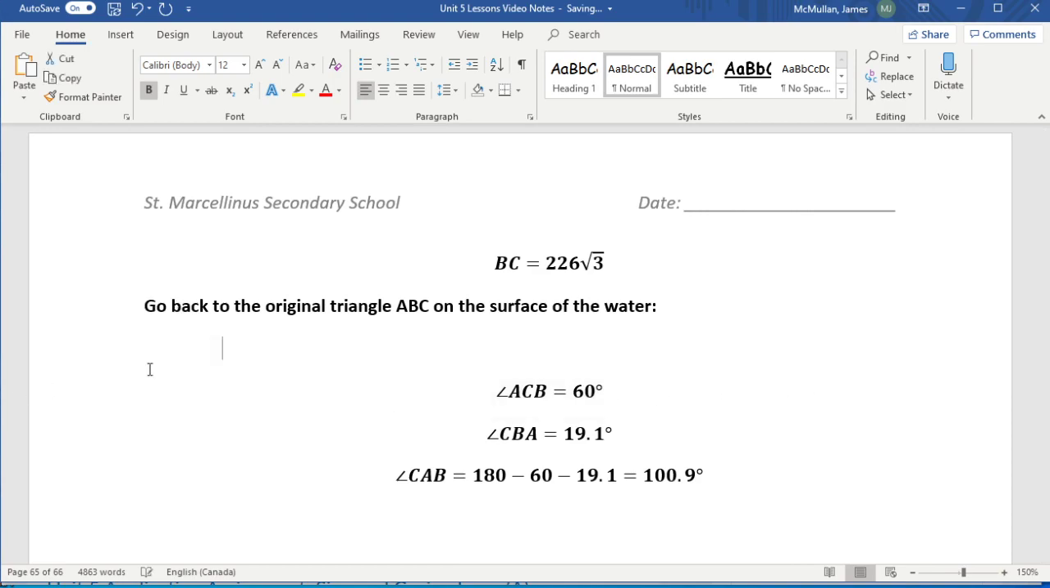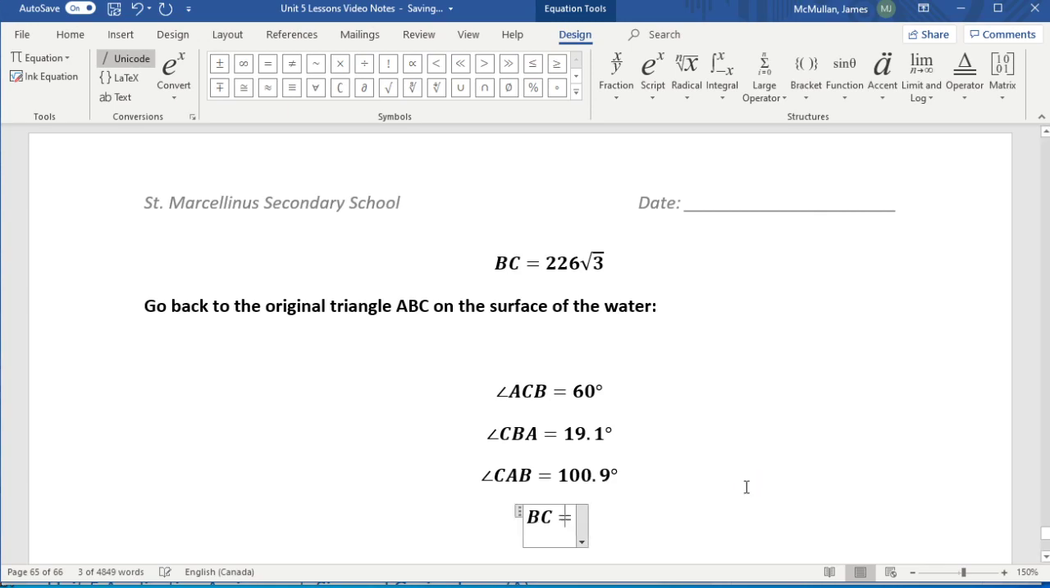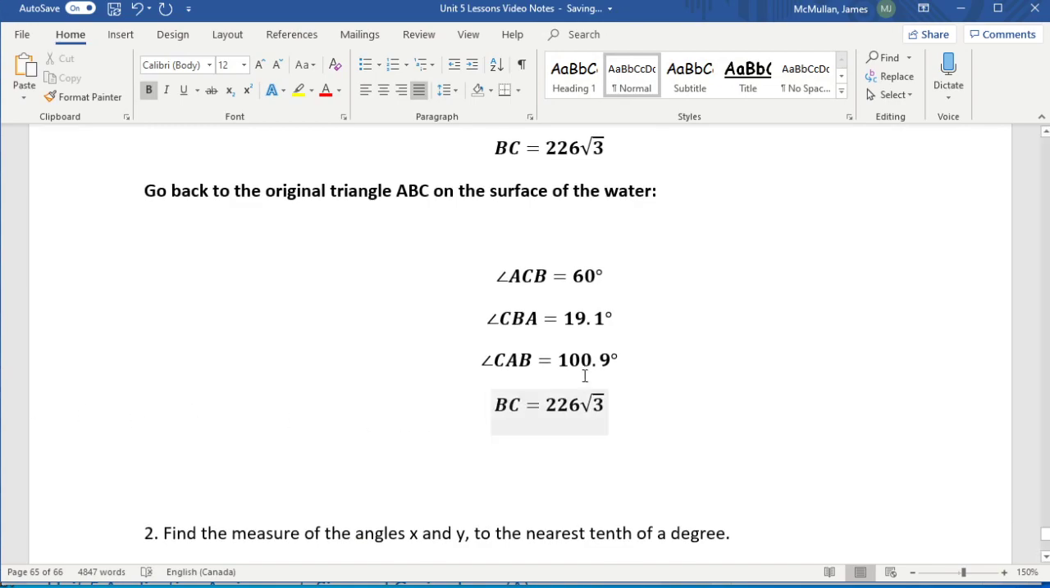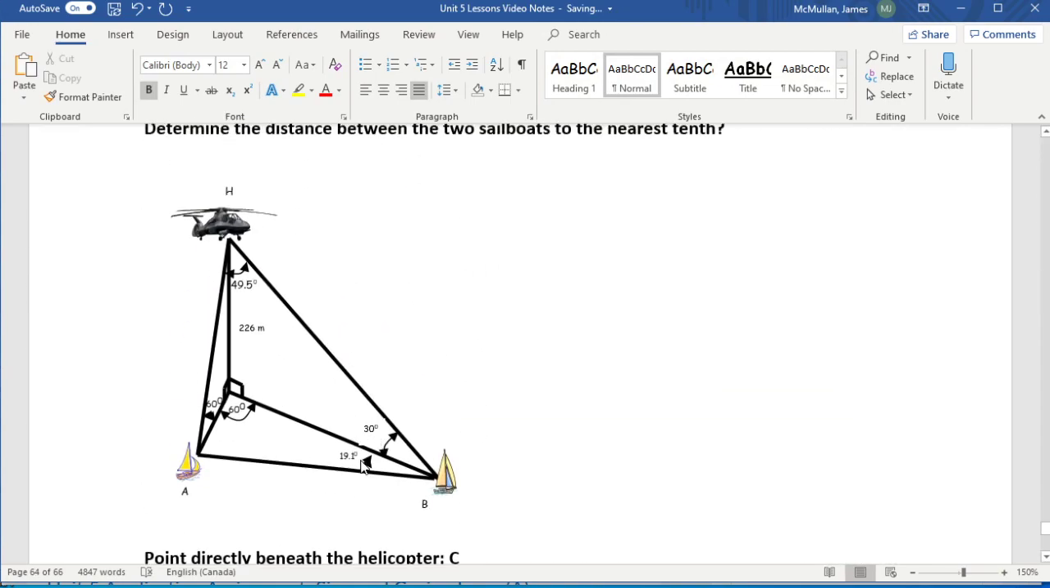Okay, we know all three angles. I guess we can get rid of this. And now we know that BC is 226 square root 3. So we go back and look at the picture. It's like, okay, I know BC. I want to know AB.